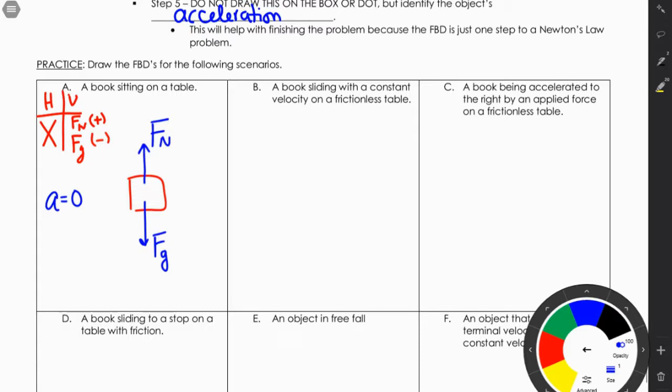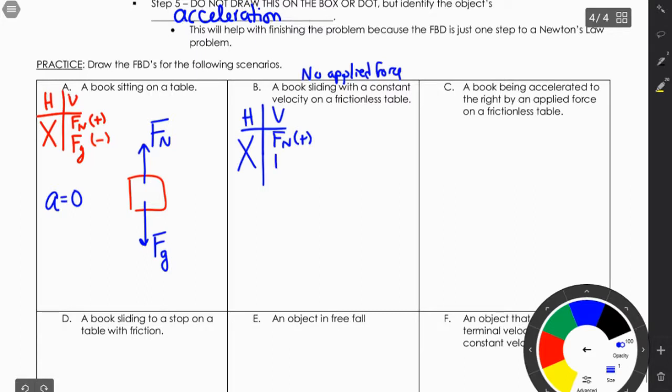Okay. All right, next one, a book sliding with a constant velocity on a frictionless table. Okay, one thing to note here, there is no applied force, right? So at some point in time after you apply the force, okay, so let me identify them. I have no horizontal forces, and so I have the table support force up, I have the weight down, okay, and so now here's my book. Right? And so I have Fn up, Fg down, and because it tells me constant velocity, I have no acceleration.